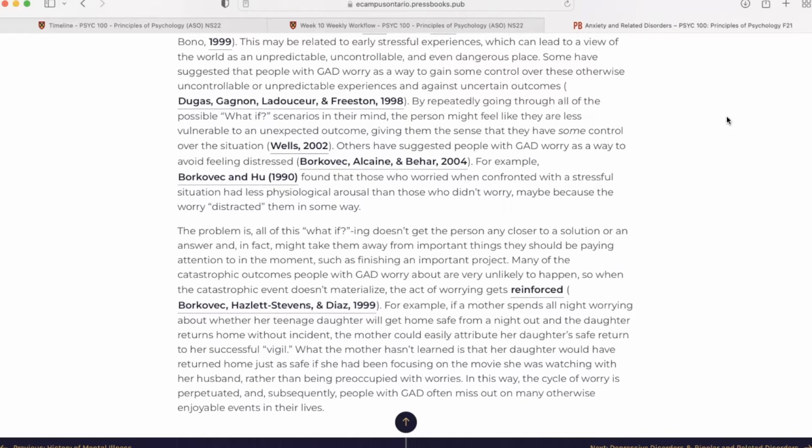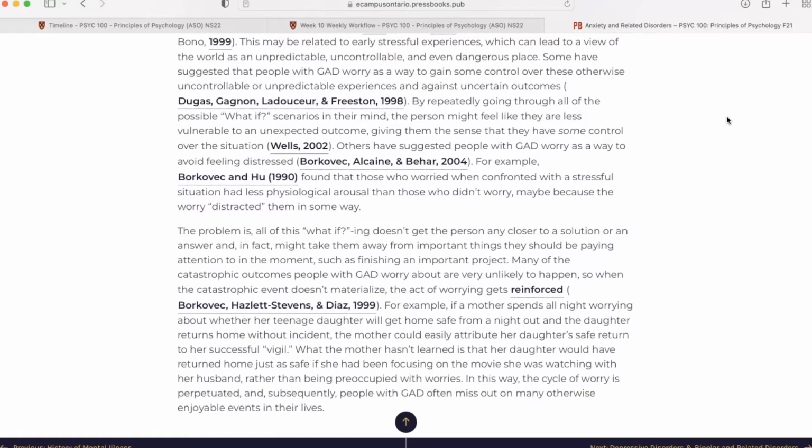Others have suggested people with GAD worry as a way to avoid feeling distressed. For example, Borkovec and Hu in 1990 found that those who worried when confronted with a stressful situation had less physiological arousal than those who didn't worry, maybe because the worry distracted them in some way.